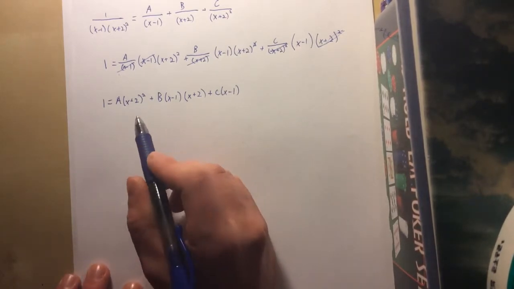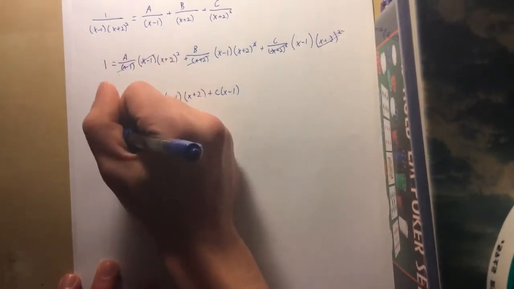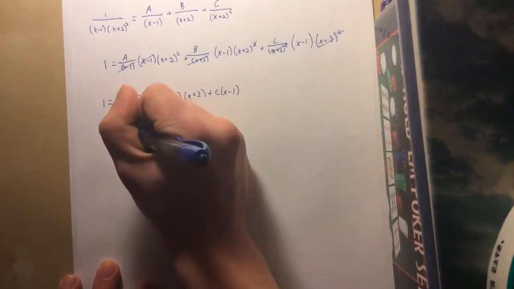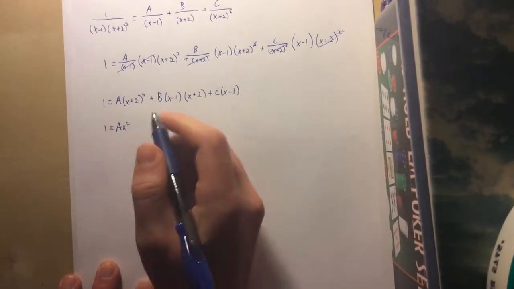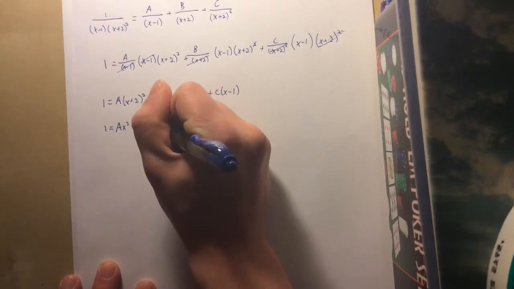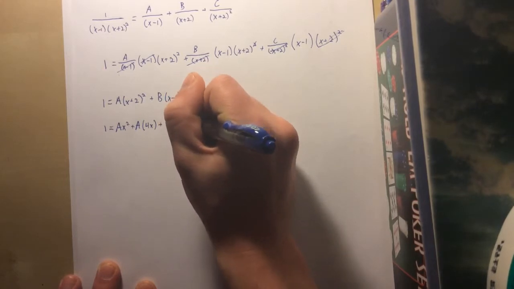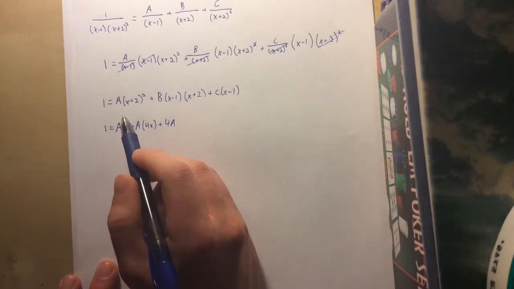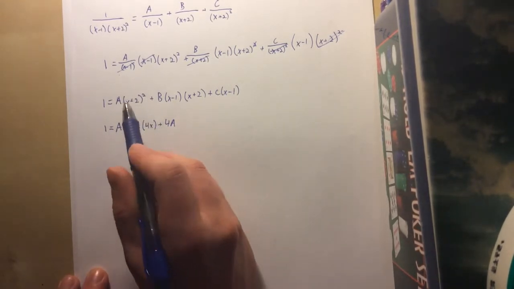So let's go over this other method, which is just to look at the coefficients of all the x terms. What that means is first we're going to expand everything. So we get 1 equals ax squared, and then that's going to give us an a times 4x, and then plus another 4a. All I'm doing is multiplying this out. That'll give me x squared plus 4x plus 4, and I'm multiplying that by a.